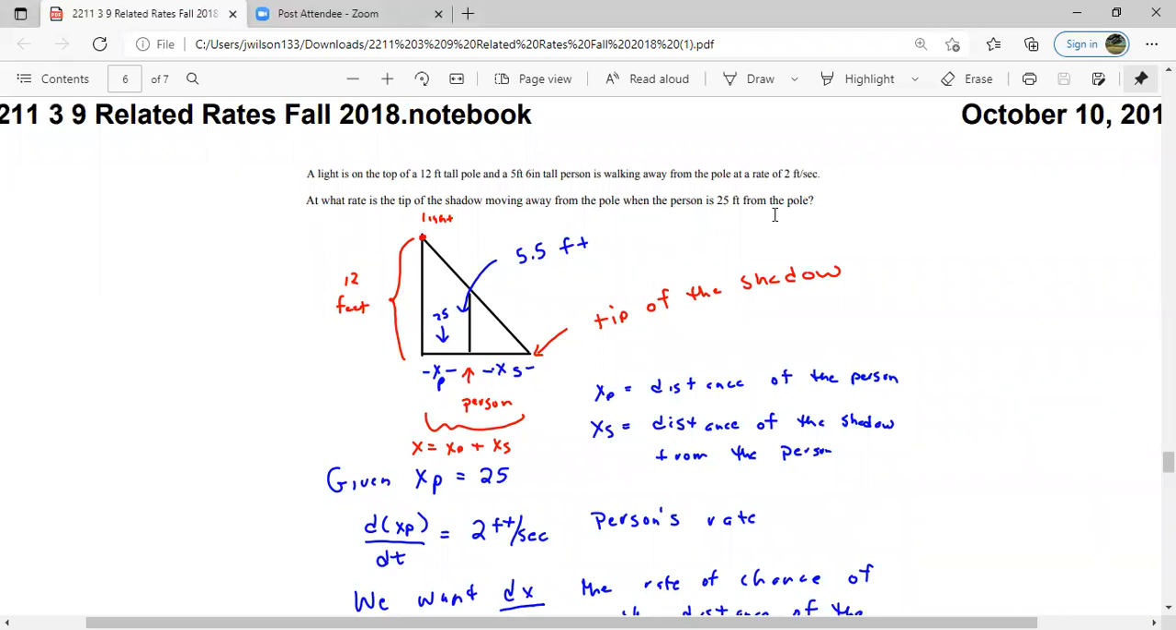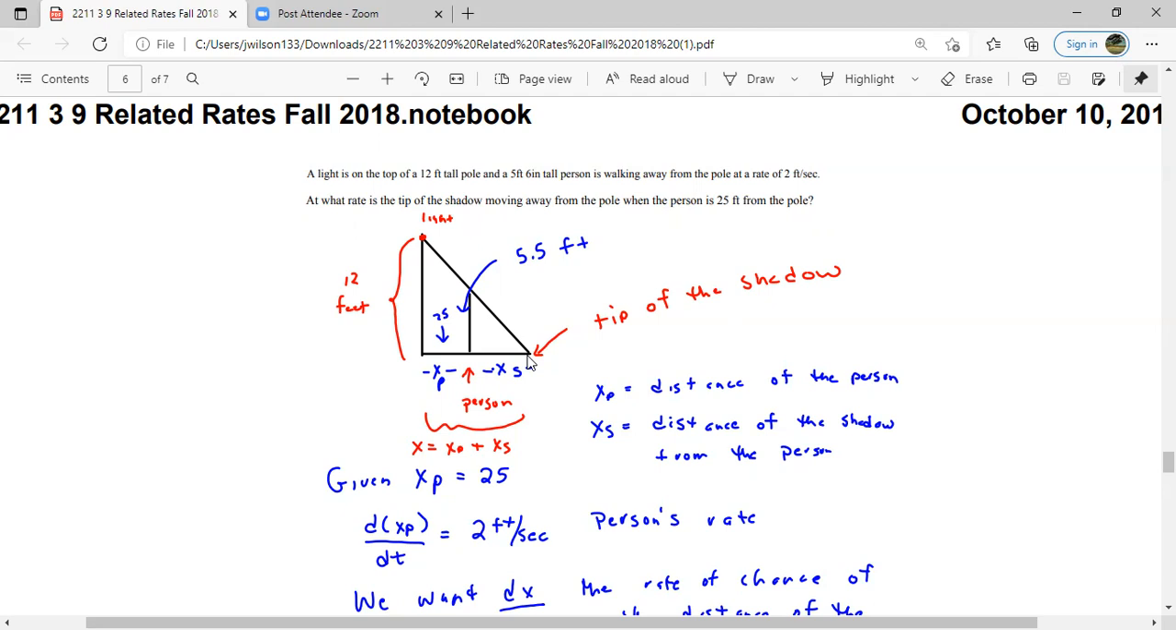So you're going to need to draw a picture. So here's the pole and here's the person. 5 foot 6 inches is just 5.5 feet. So this is the person standing here. And so the light is going to make a shadow in front of the person. Now, the person is 25 feet from the pole. And we also know the rate the person's moving, and we want to know how fast the shadow's moving.